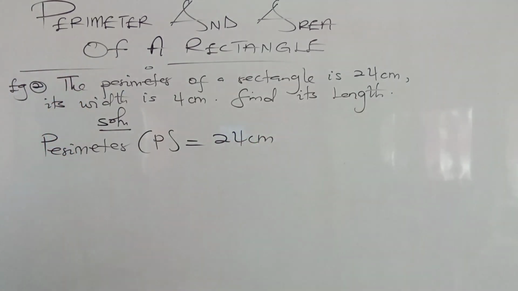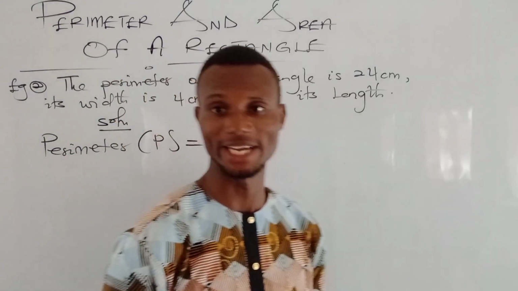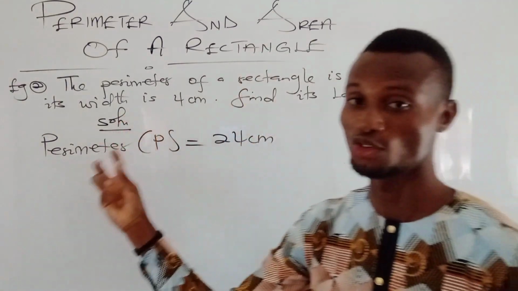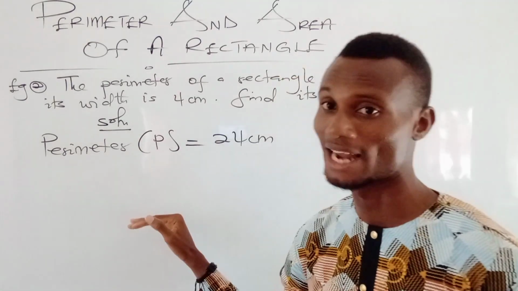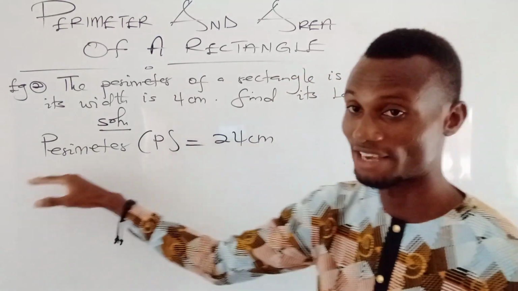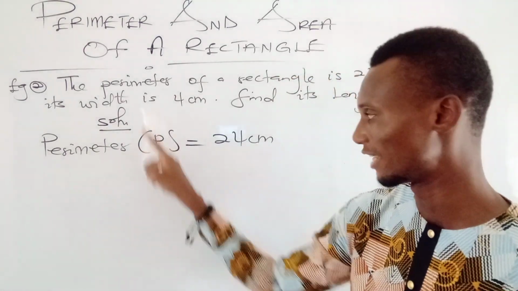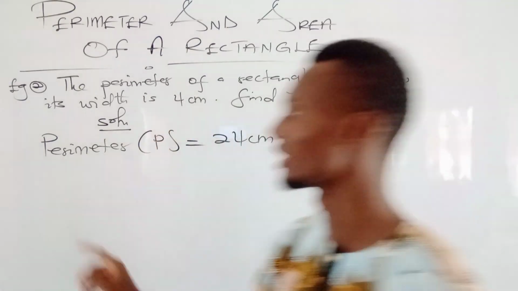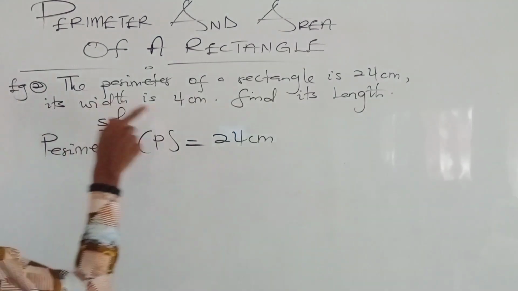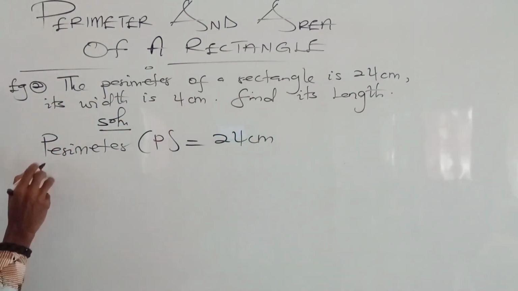Okay, I hope you agree with me up to this point. All that you are doing is to extract the information given in the question, then write it down. The perimeter has been given, so you write your perimeter info into bracket: P equals 24 centimeters. Let's continue. It says that its width is 4 centimeters. So you write the width down.